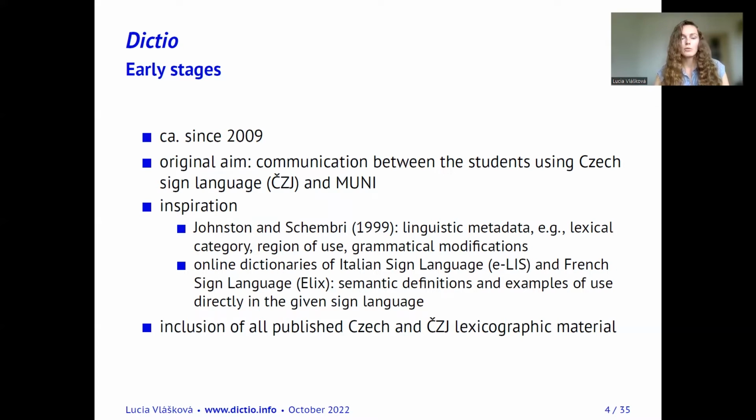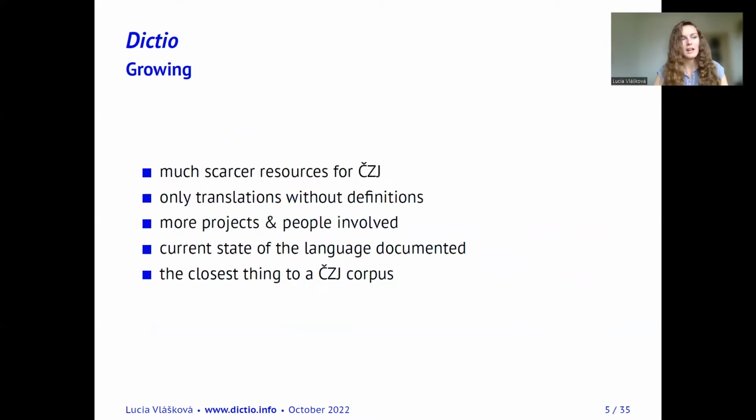With an aim to include all Czech and Czech Sign Language lexicographic material that has already been published, either printed or online. For Czech, it wasn't a problem. We included several important Czech dictionaries with all their information, links, and definitions. For Czech Sign Language, the resources were much scarcer, and they needed to be further processed. It was common, for example, that a given sign did not have its definition, but only a translation into Czech.